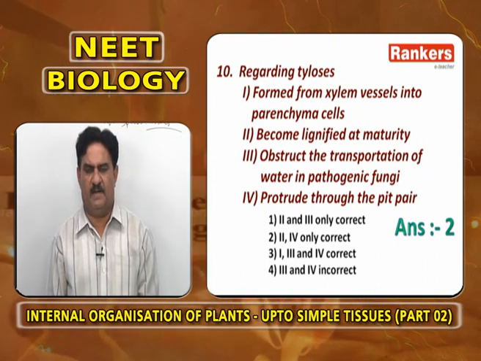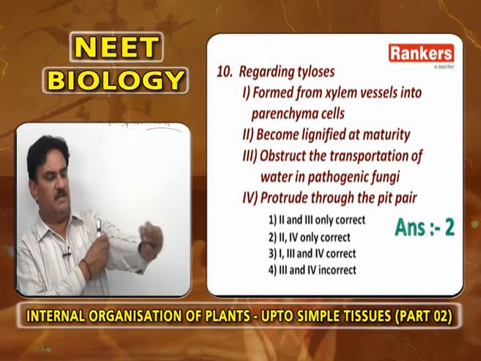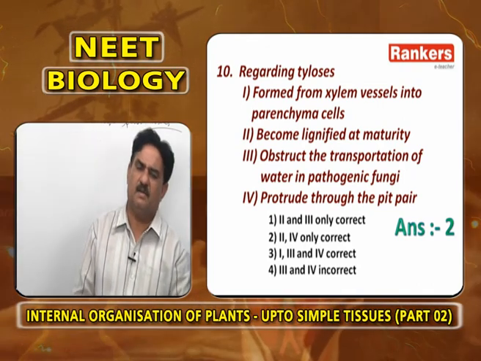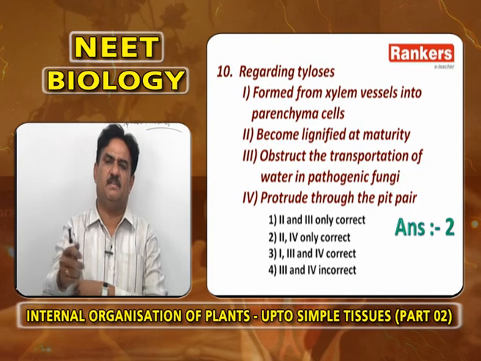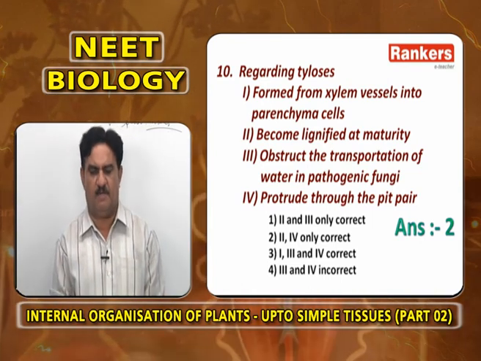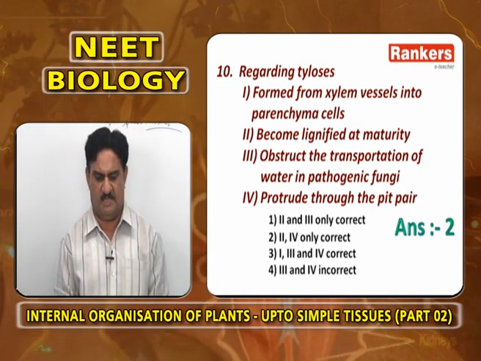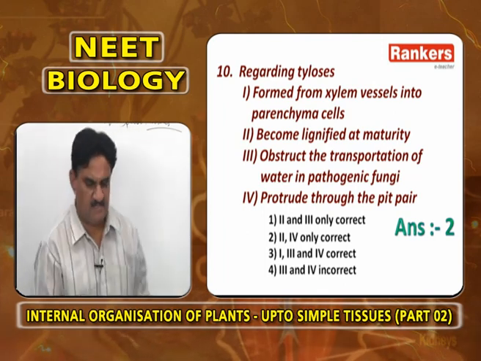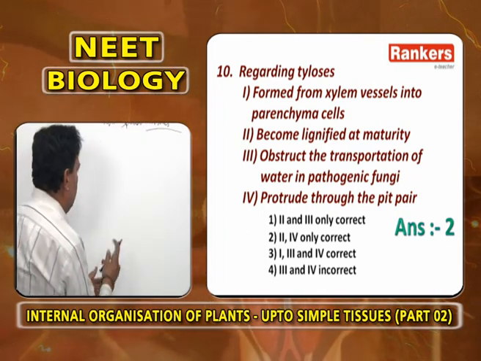Second, become lignified at maturity. Initially, tyloses are very smooth walled, but later due to the deposition of lignin, they become thick walled. So second, become lignified at maturity, is very much correct. Third, obstruct the transportation of water and pathogenic fungi.